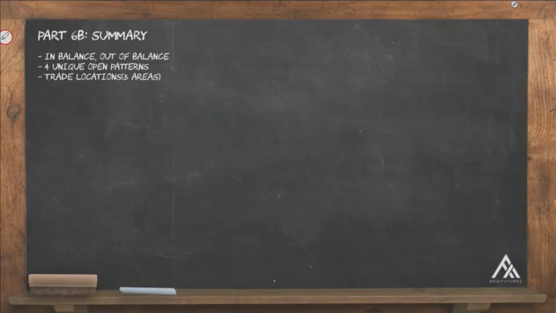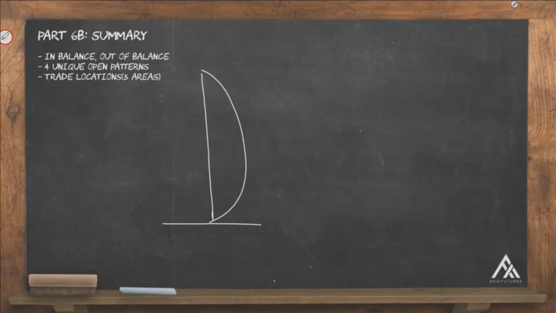We then discussed our three trade locations in the market in terms of where the previous day's volume value area is. The first would be if this is our previous day's distribution, and this is our value area, or our volume value area. The first would be when we open in value in range. So we open within the previous day's most accepted value area.